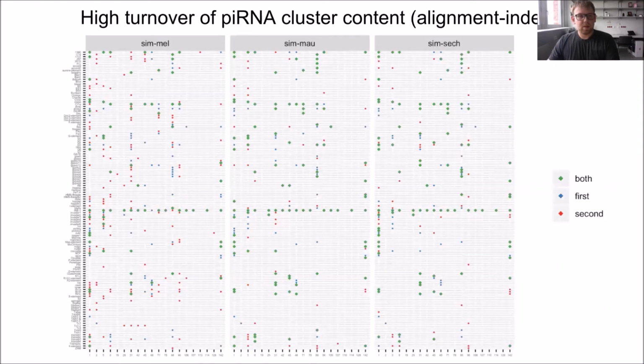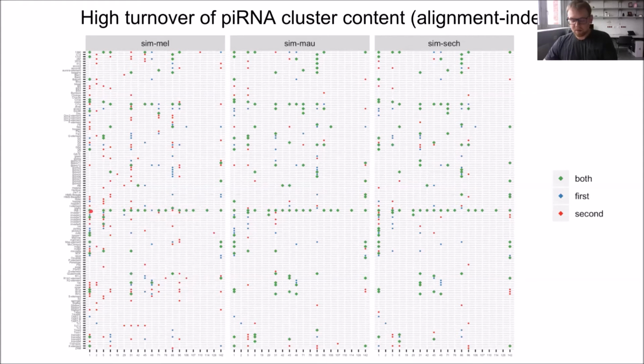Okay, and we also complemented our analysis with an alignment-independent approach, where we just looked which TEs are present in which clusters. So we have the TEs here in the rows, and in the columns we have the clusters of 3 different comparisons, namely simulans and melanogaster, simulans and mauritiana, and simulans and sechellia. And we see in the green dots are marked those clusters where we have the same TE in the same cluster.